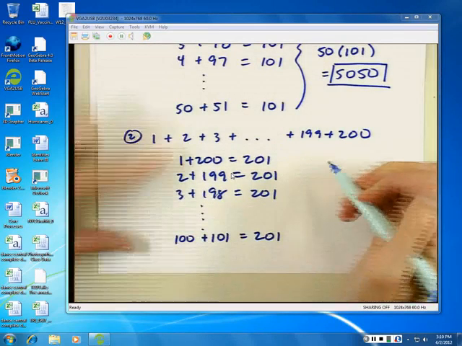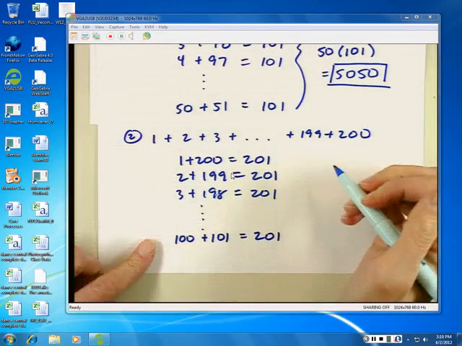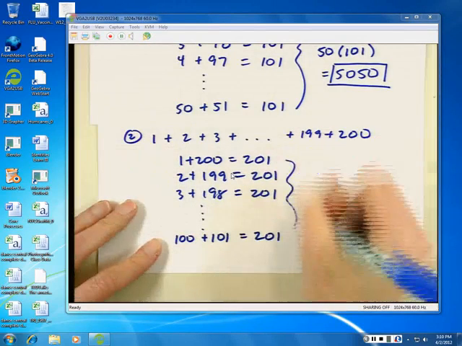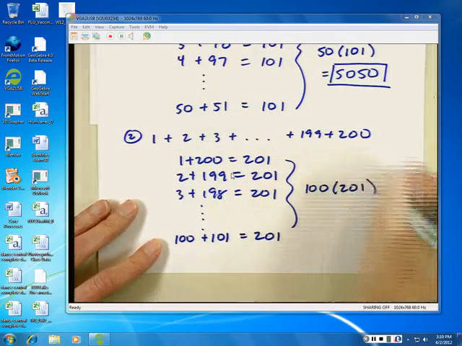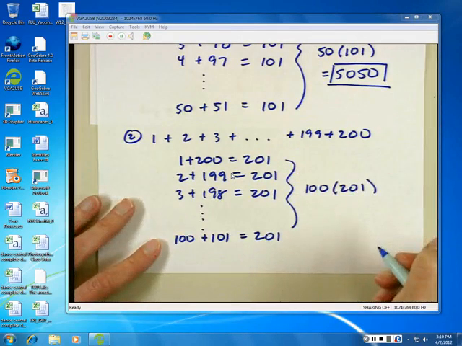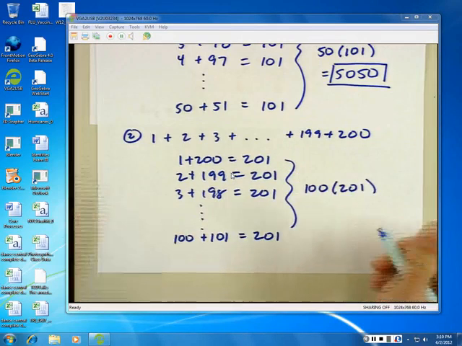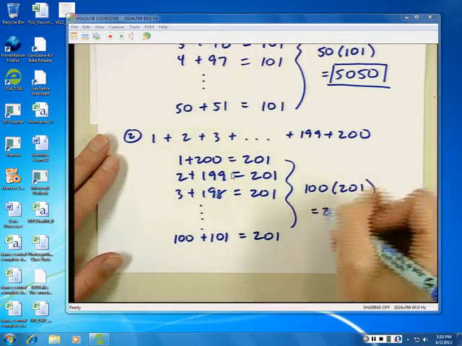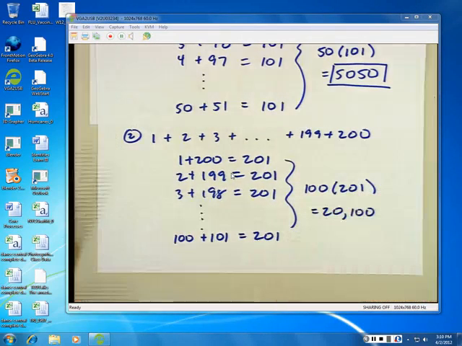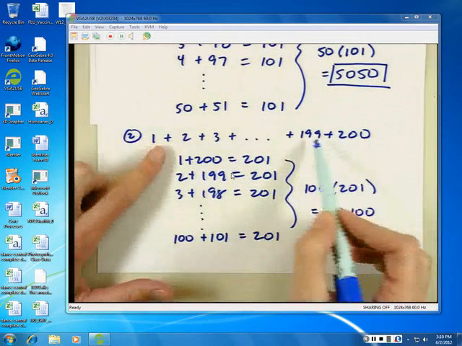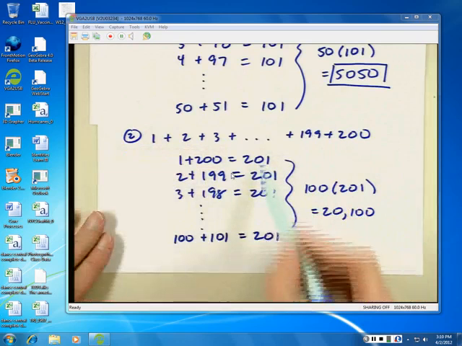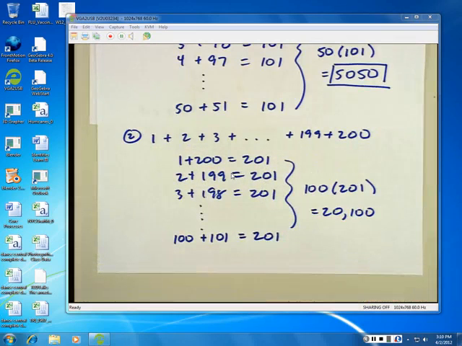So now what we have are 1, 2, 3, all the way to 100. So we have 100 sums of 201. So to come up with our sum, we multiply 100 times 201, and we get 20,100. So that would be the answer to the sum. So for that method of Gauss, you're going to pair them up, outermost, and then the next pair, and then the next pair. Figure out what that sum is and how many of those you have. There's a formula, but I think if you've got this method down, you won't need to memorize that formula.